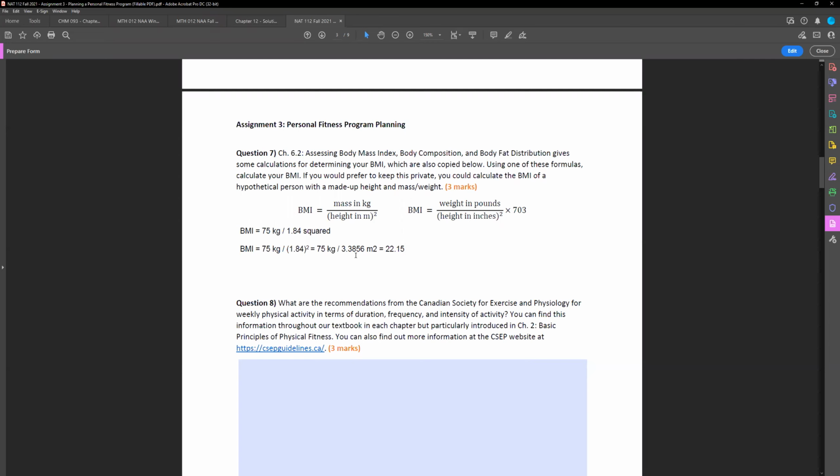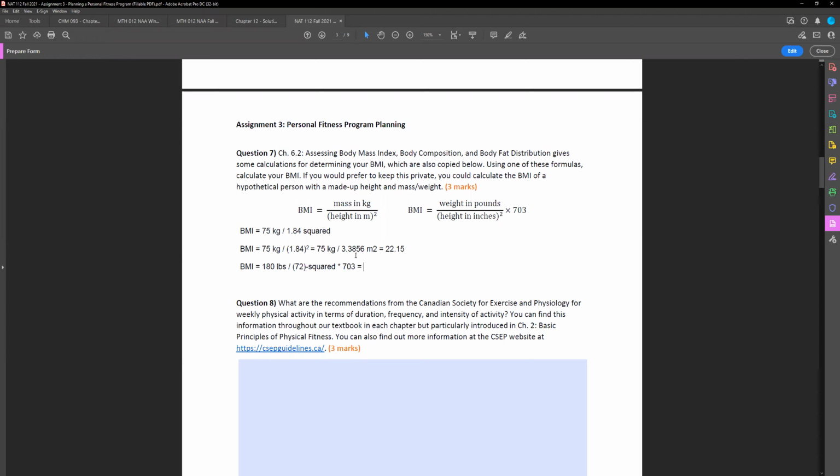Or if I did it in pounds and inches, I could have done something similar. I could say, let's say I'm 180 pounds divided by, my height is 6 feet. So in inches, that would be 6 feet times 12 inches per foot. So 6 times 12 should give me 72. 72 squared, which equals 180 pounds. Oh, and at the end, this all has to be multiplied by 703.